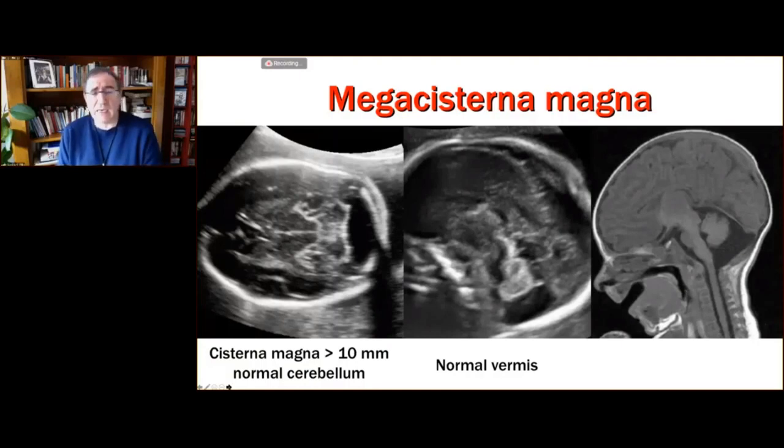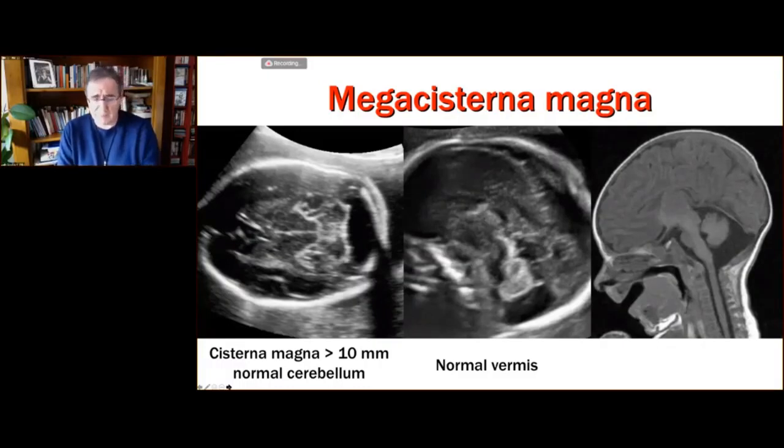It is important to assess that the vermis is normal, like with any of the other conditions we consider, and you will do that by obtaining a mid-sagittal view. And as you can see, that is a postnatal magnetic resonance imaging that was obtained in the same infant that confirms the finding.